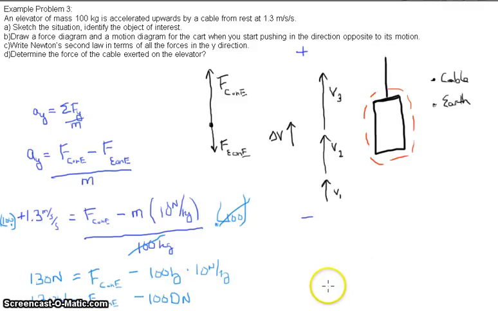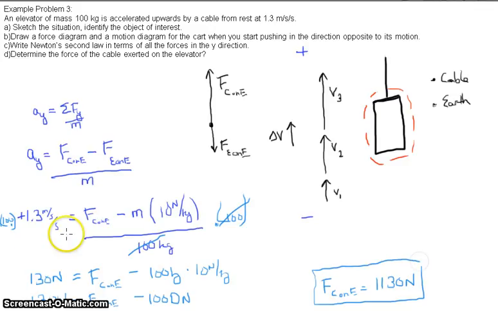Alright, we then add 1,000 to both sides, and we find out that the force of the cable on the elevator would equal 1,130 newtons. That is my final answer. I'll box it, and we are done with this problem.